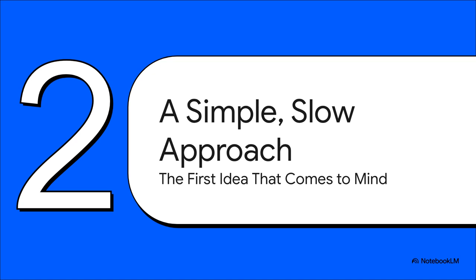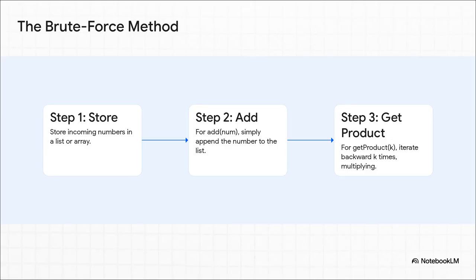So faced with that, what's the first thing you'd probably think of? Let's talk about that simple, slow approach. The first idea that comes to mind. And honestly, this is where most of us would start, and it's a great place to begin. The logic here is pretty much exactly what you'd expect. We'll just store all the numbers in a list. When a new number comes in with add, we just pop it on the end of the list.